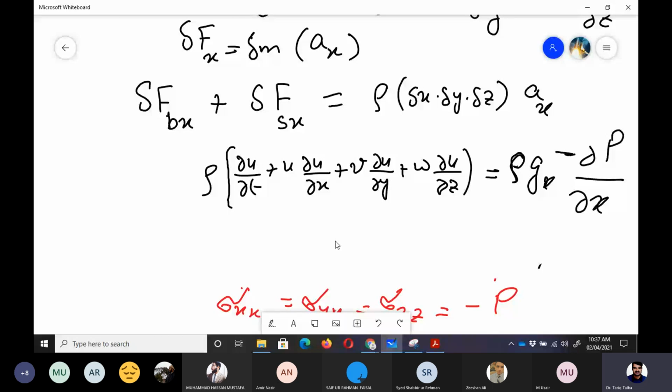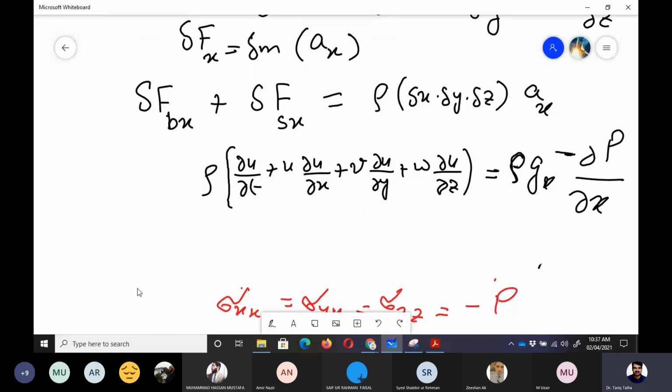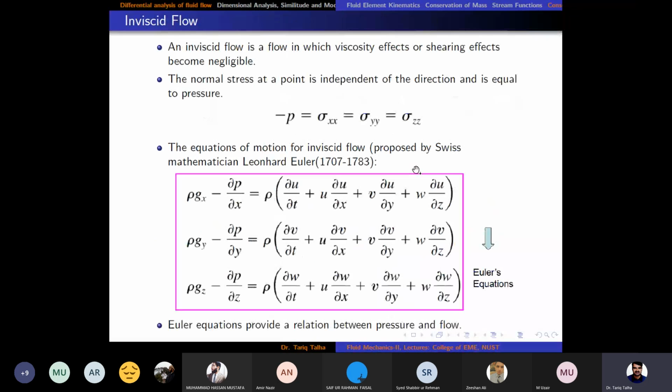Inviscid flow is the flow in which there is no shear stress, so the tau components would be equal to 0, and the normal stress component would be equal to minus P. If we do that, the equation that comes out is Euler's equation. On the left-hand side, the first term is due to the body force, rho gx, because the differential control volume appeared in each term, so we cancelled it out. Then rho gx minus partial p by partial x, and on the right-hand side is the acceleration term, rho times ax, ay, and az. So we have three equations with acceleration on the right-hand side and the net forces on the left-hand side.